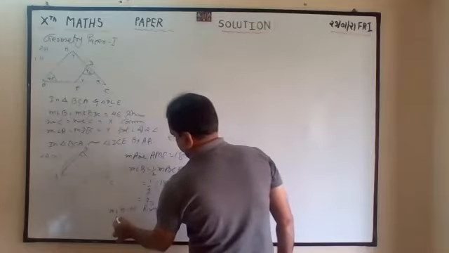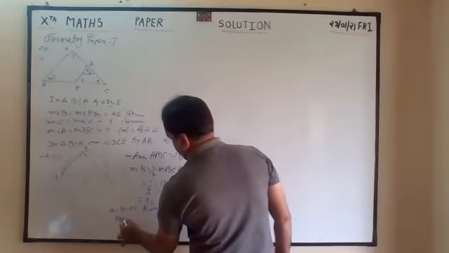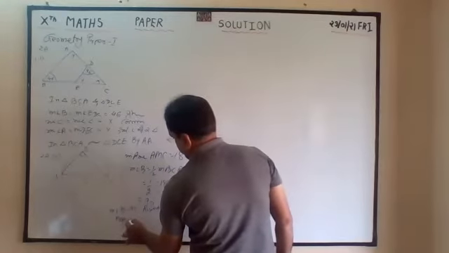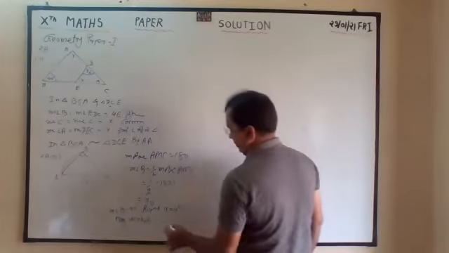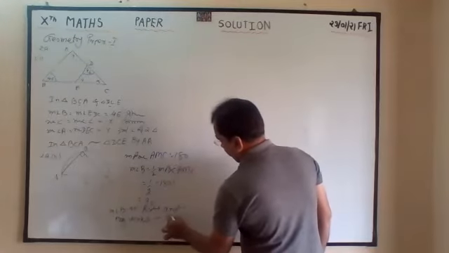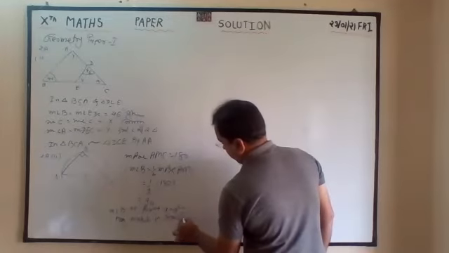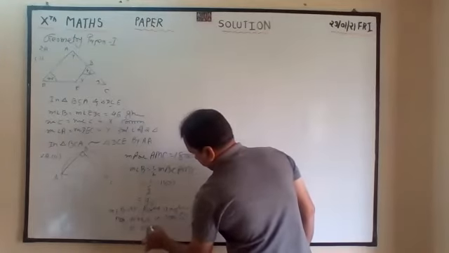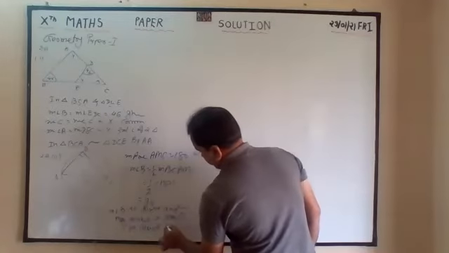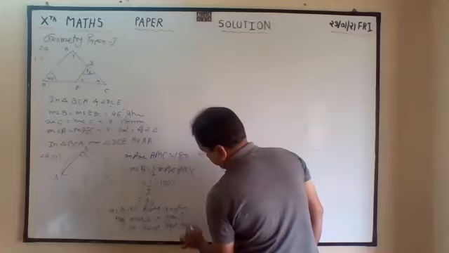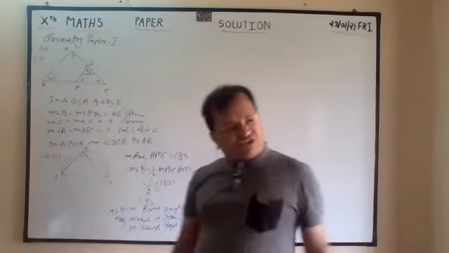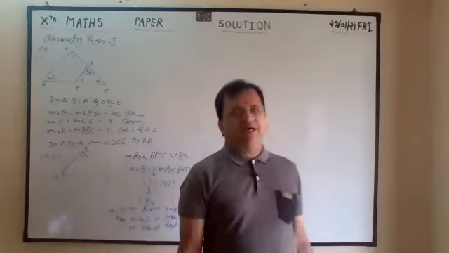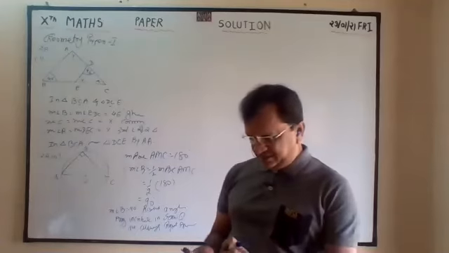Therefore, angles inscribed in a semicircle are always right angles.